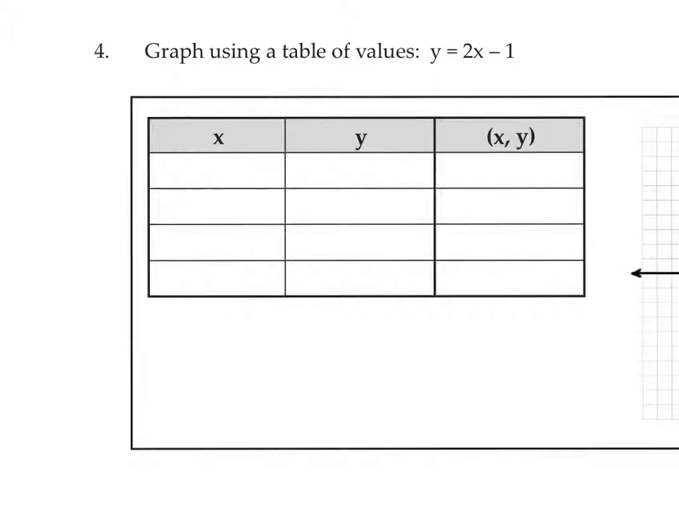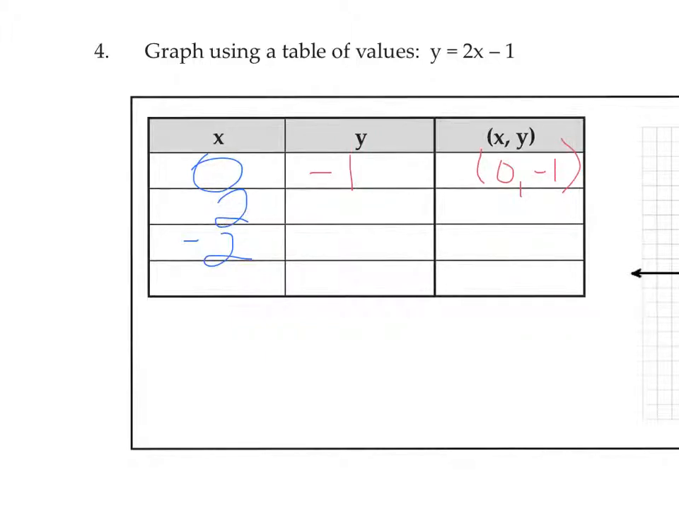So we're going to choose some values for x. I always use 0, 2, and negative 2, but you can use any values you want. Your line should still come out the same as mine. When I plug in 0 for x, let's see if we can do this mentally. 2 times 0 is 0. 0 minus 1 is negative 1. So y will equal negative 1. And that will be the first ordered pair.